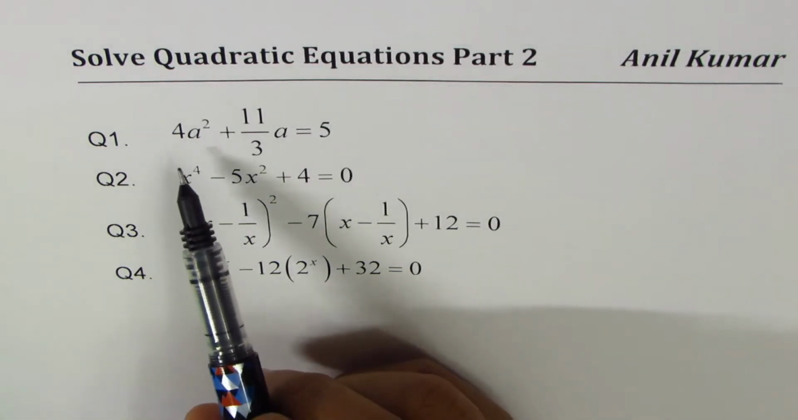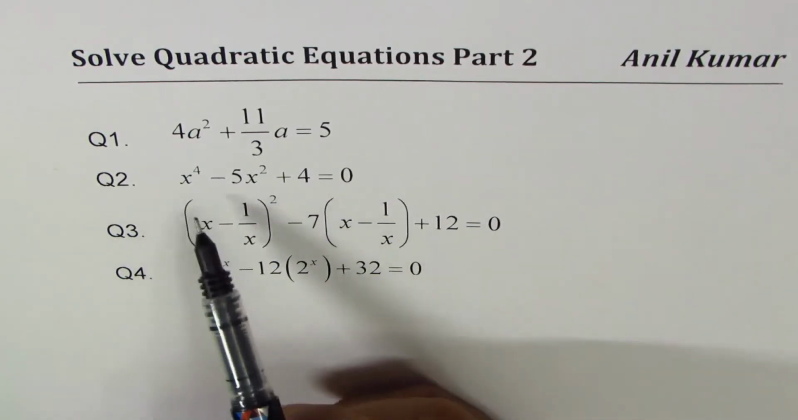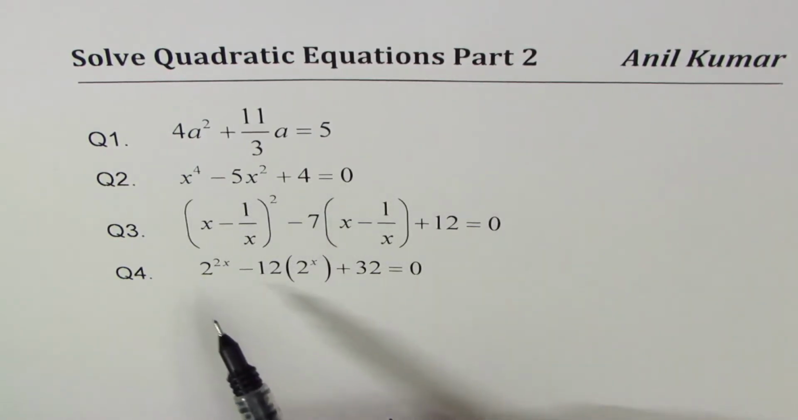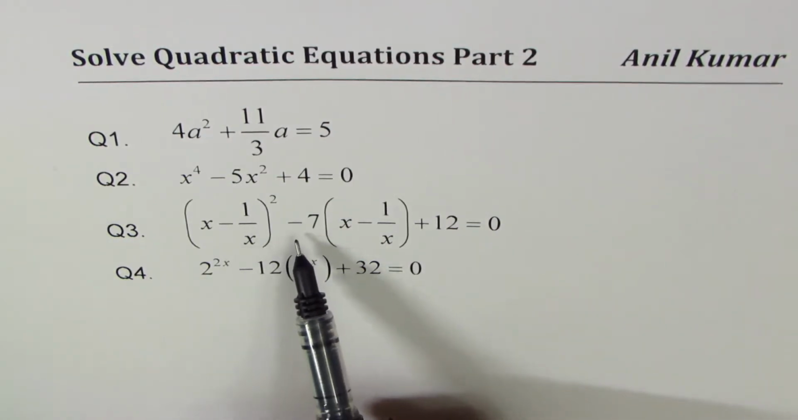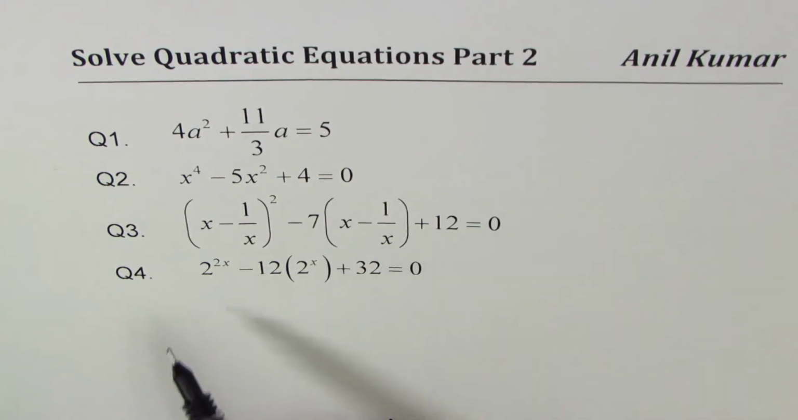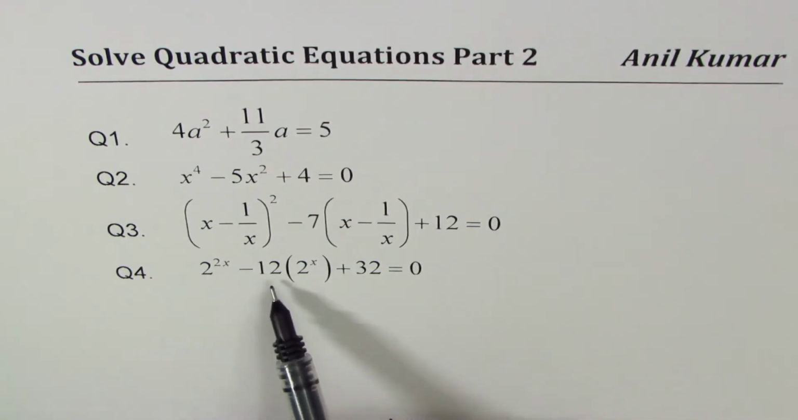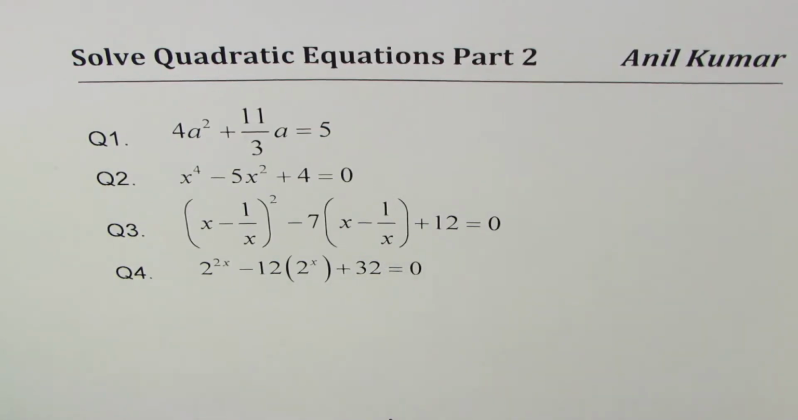Question number 1 is 4a square plus 11 over 3a equals to 5. Question number 2 is x to the power of 4 minus 5x square plus 4 equals to 0. Question number 3 is (x minus 1 over x) whole square minus 7 times (x minus 1 over x) plus 12 equals to 0. And question number 4 is 2 to the power of 2x minus 12 times 2 to the power of x plus 32 equals to 0. You can copy these questions, try solving them, and then look into my suggestions.